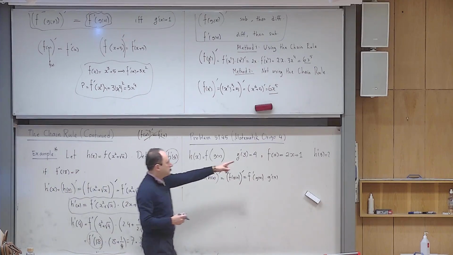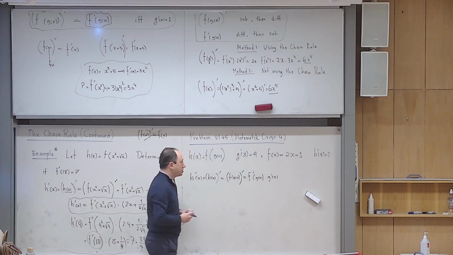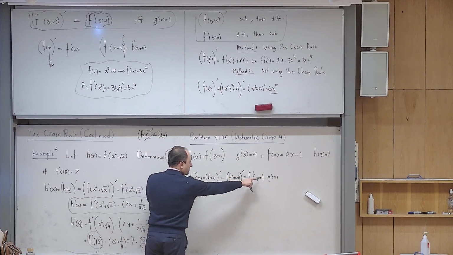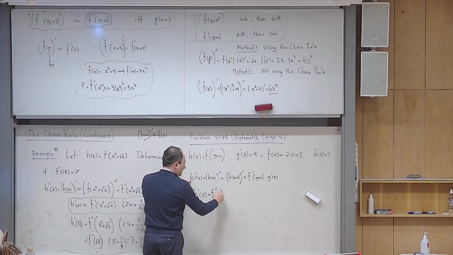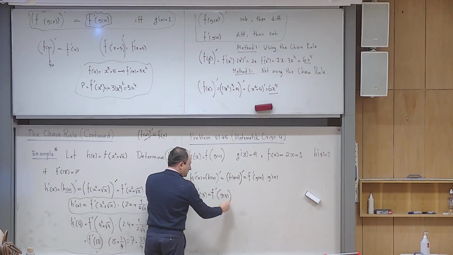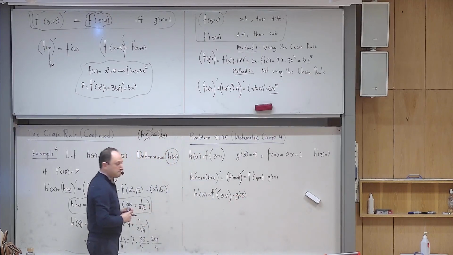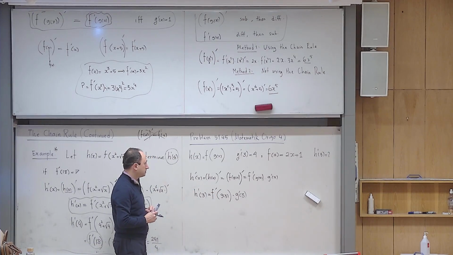Then they are asking you about h prime of 3. So I put h prime and replace x with 3. I have to replace every appearance of x with 3. So this becomes f prime of g of 3 multiplied by g prime of 3. Now you have to calculate these parts. But that is very strange. They cannot solve it, can they?